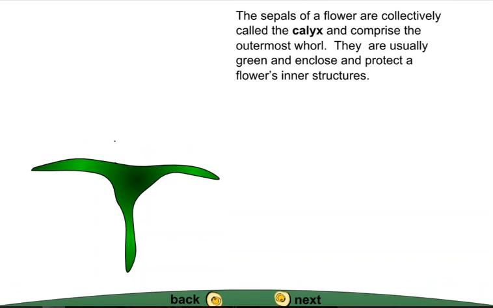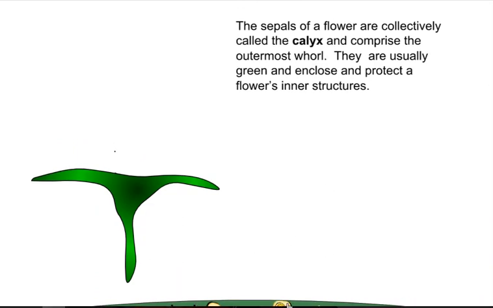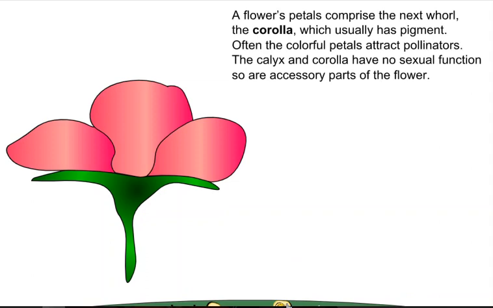The sepals of a flower are collectively called the calyx and comprise the outermost whorl. They are usually green and enclose and protect a flower's inner structure. A flower's petals comprise the next whorl, the corolla, which actually has pigment. Often the colorful petals attract pollinators. The calyx and corolla have no sexual function, so are accessory parts of the flower.